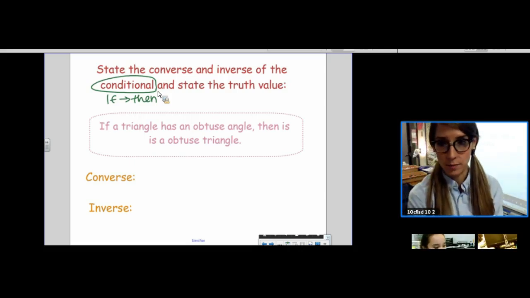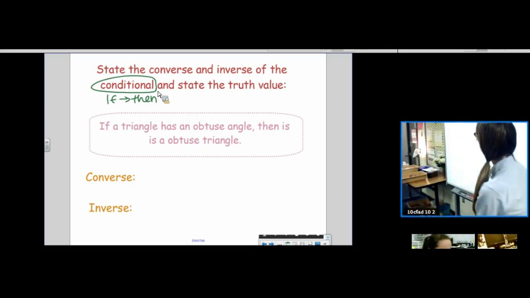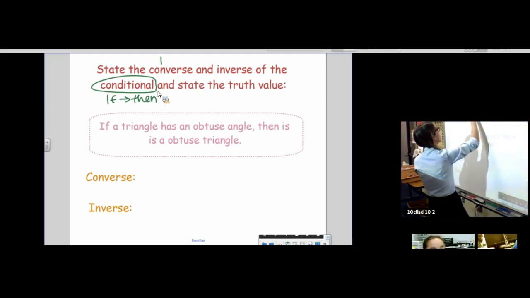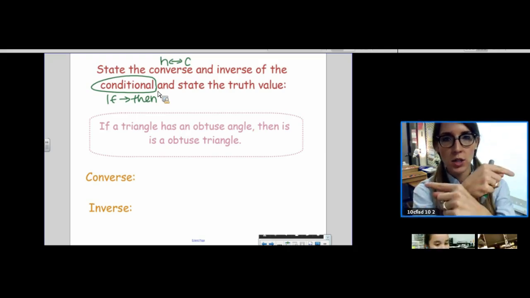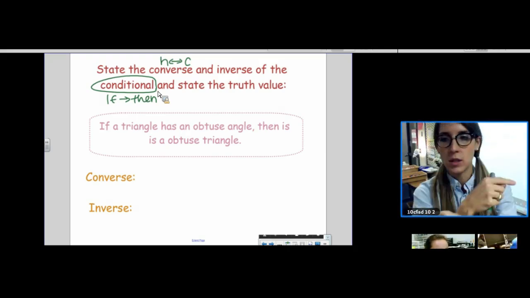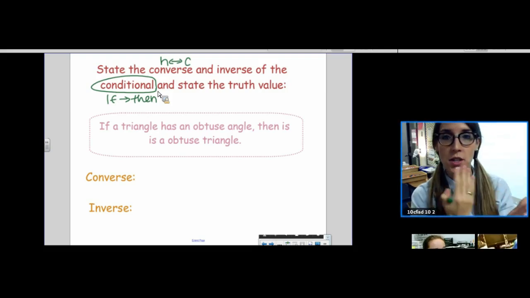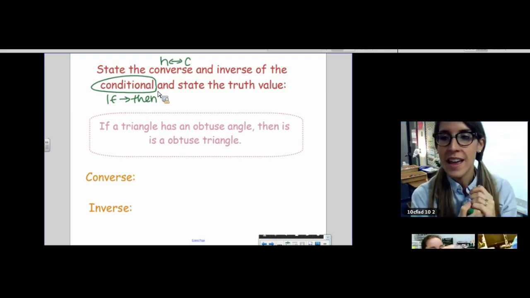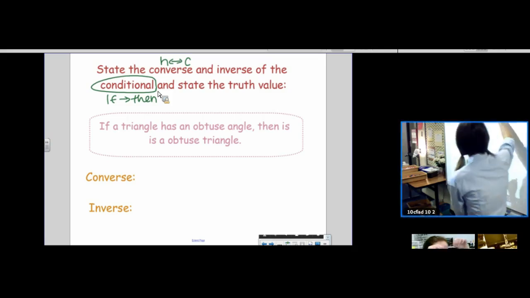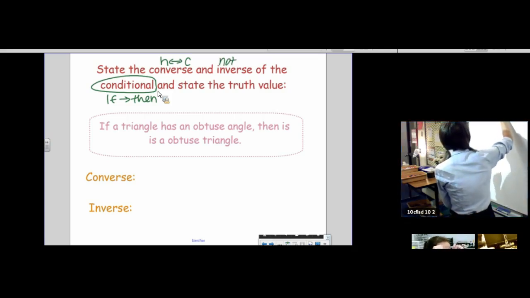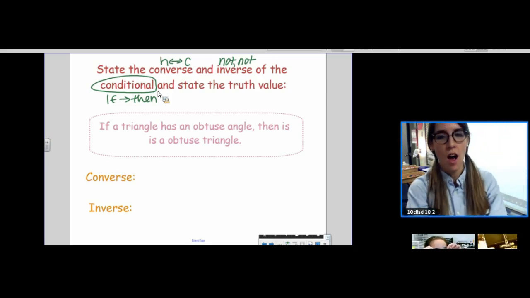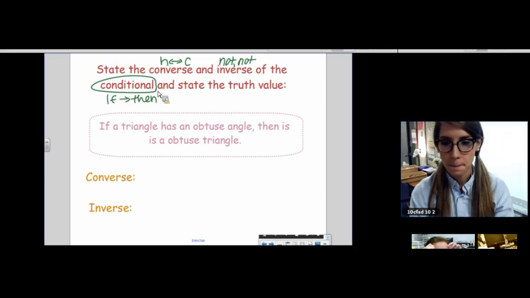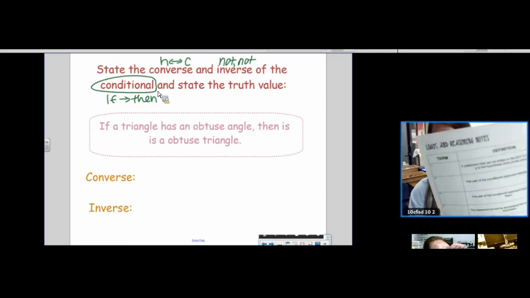So that's a conditional. The converse is when you reverse and the hypothesis and the conclusion trade places. They switch places. The hypothesis and conclusion switch. That's converse. Converse, reverse. Inverse is the not. If not hypothesis, then not conclusion. All right? Yes, logic and reasoning notes if you found that.